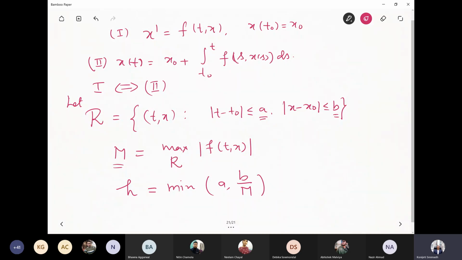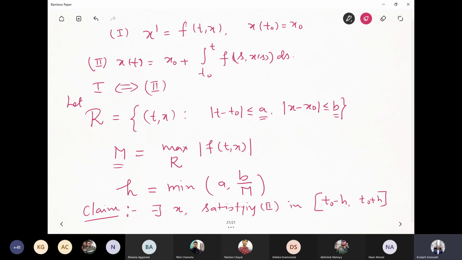So what we are trying to show is, we claim that there exists one x satisfying 2 in the interval t0 minus h to t0 plus h. So this is the small interval around this point t0 where we can find the function x satisfying 2. So that is our aim. So let us look at 2. How do we show this existence of x?